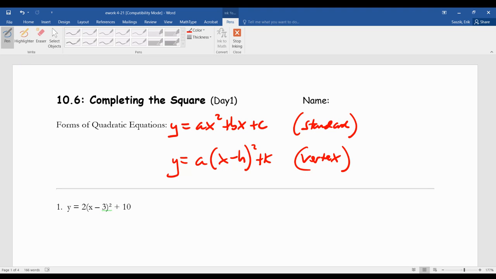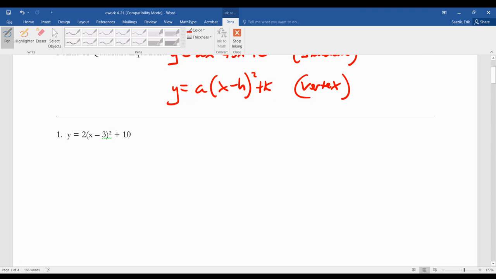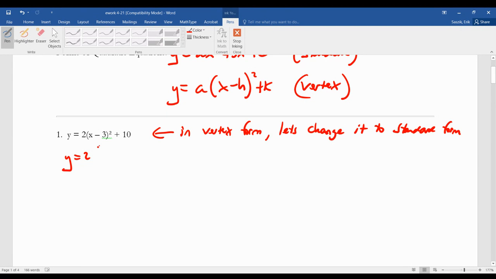Okay? Now, if you look at number 1 here, you clearly see that this thing's written in vertex form. Now, when it's written in vertex form like that, if we wanted, this isn't something you're going to do often. If you want to change it to standard form, you can. So that's in vertex form. Let's change it to standard form. So obviously, this squared means x minus 3 times itself.